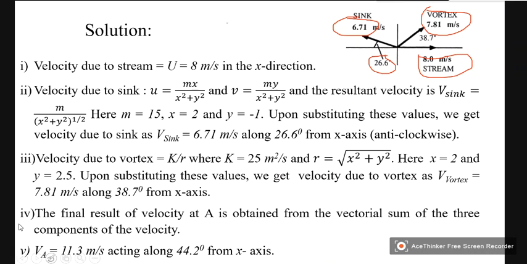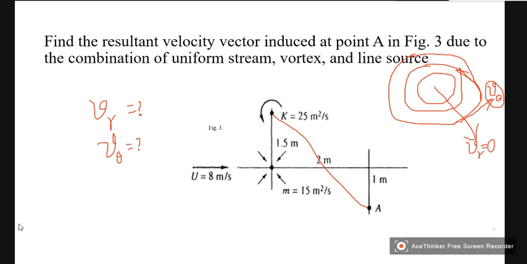So the velocity due to V theta is given by K by R. This is the expression for the tangential velocity. And in which direction will that velocity be? That will be tangential to it, so it will be in this direction.